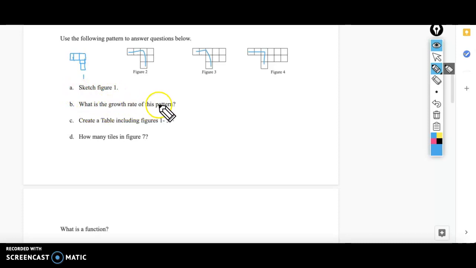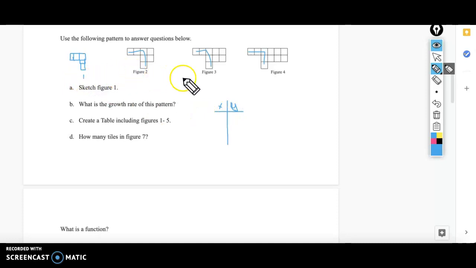Now it says, what is our growth rate? Again, how much is it growing each time? Well, from here to here, it's only adding 2, and from here to here, it's only adding 2 more. We can also count. There's 1, 2, 3, 4, 5 boxes for figure 1. So this is going to go into making the table part. Let's do that at the same time as figuring out our growth rate here, x and y.